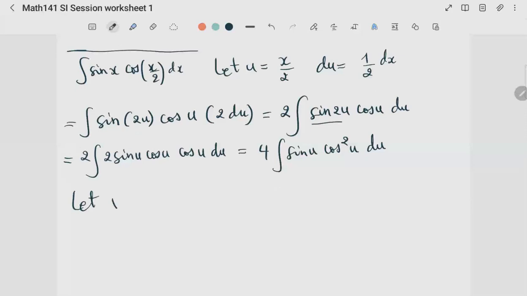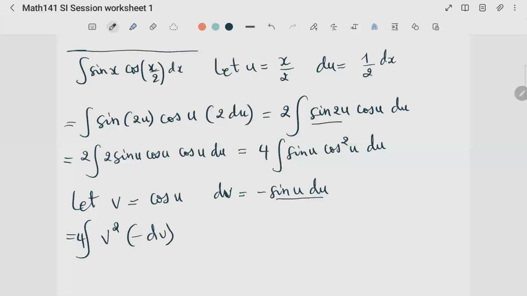In that case, let our v be equal to cos u. Then our dv is equal to negative sine u du. And our integral therefore becomes 4 multiplied by v squared, and sine u du is just negative dv, so that would be times negative dv.